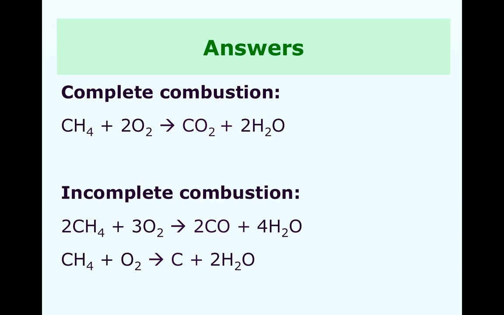Great, here are the answers. So for complete combustion of methane, you're going to need 2 oxygen molecules to react with your methane, and this will produce 1 carbon dioxide and 2 water molecules. For the incomplete combustion of methane, the balancing gets a little bit more complicated. For the first equation, you have 2 methane molecules and 3 oxygen molecules reacting together, and they produce 2 carbon monoxide and 4 water molecules. You'll also have 1 methane and 1 oxygen molecule reacting together to form 1 carbon atom, which is soot, and 2 water molecules.